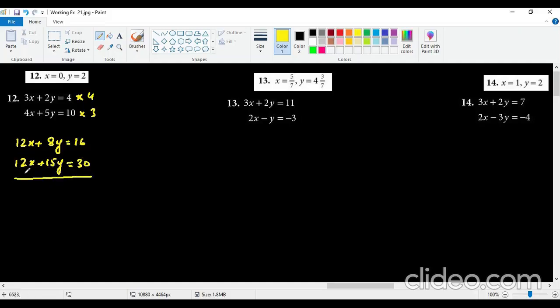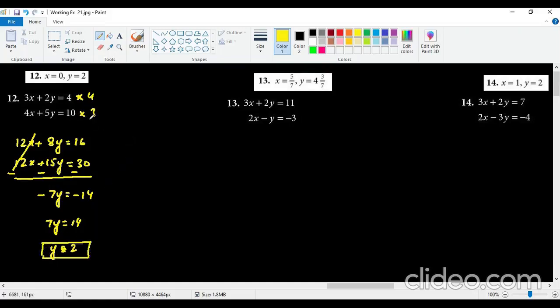Changing the signs, minus 12, minus 15 and minus 30, plus 12x and minus 12x is going to cancel, and minus 15y plus 8y is going to give us a minus 7y, and minus 30 plus 16 is going to give us a negative 14. So minus minus cancels, 7y equals 14. That means y equals 2, because 14 divided by 7 gives us 2.